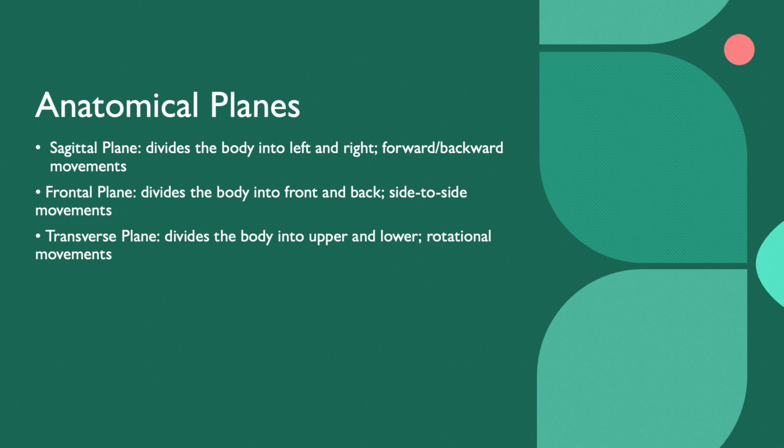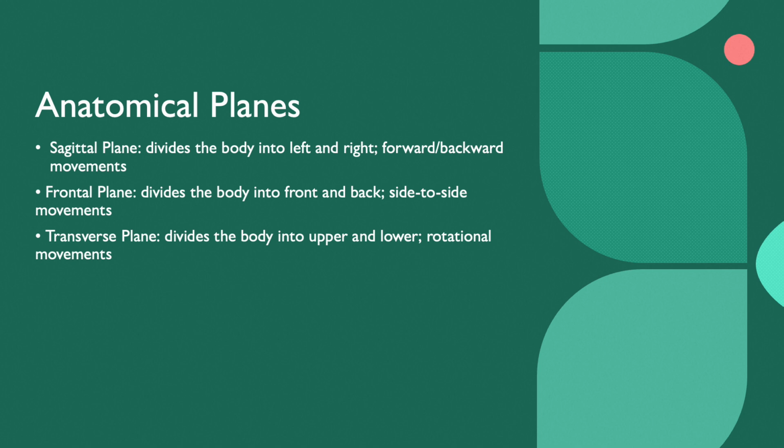The body moves through three primary planes. The sagittal plane divides the body into left and right halves. Movements like walking, running, squatting, and bicep curls happen in this plane. The frontal plane divides the body into front and back. Movements include side lunges, lateral raises, and jumping jacks. Basically, anything moving side to side.